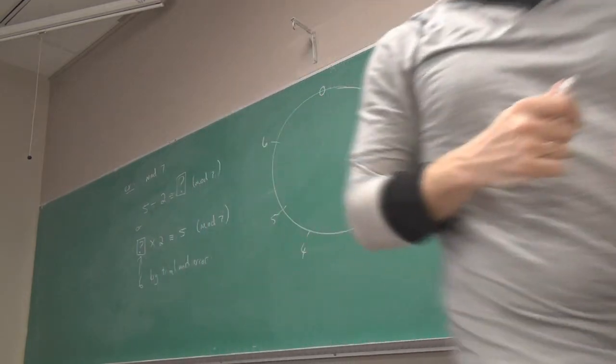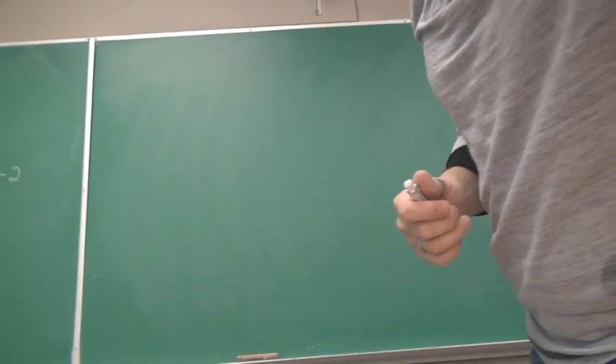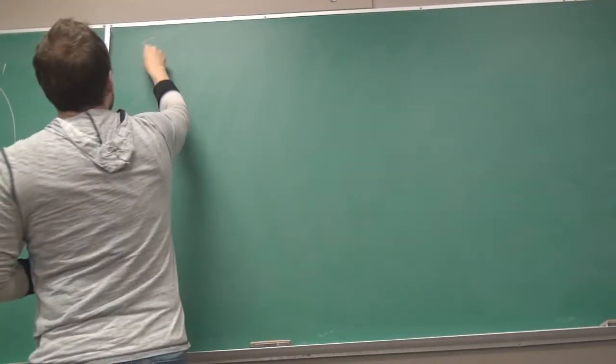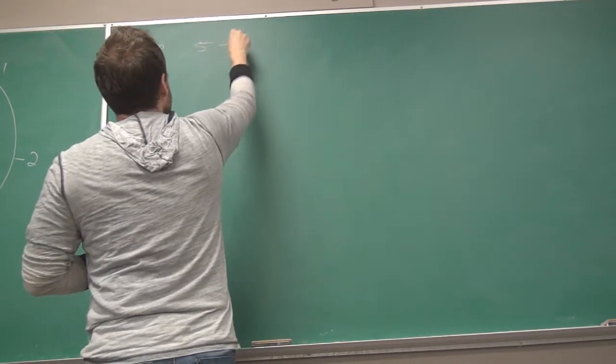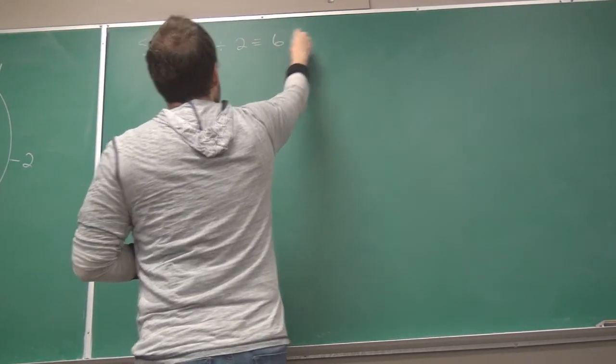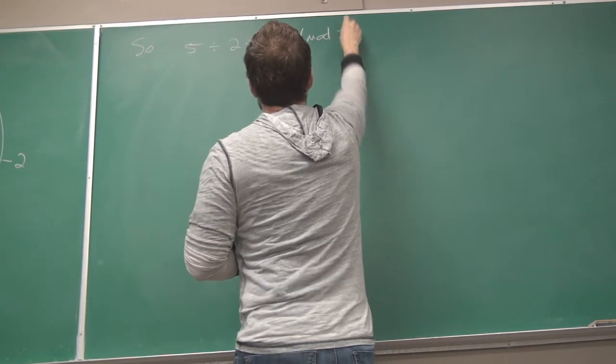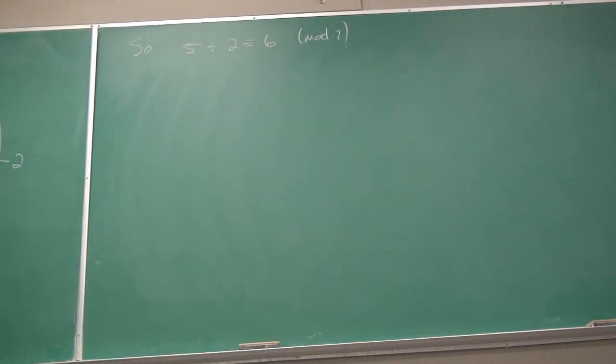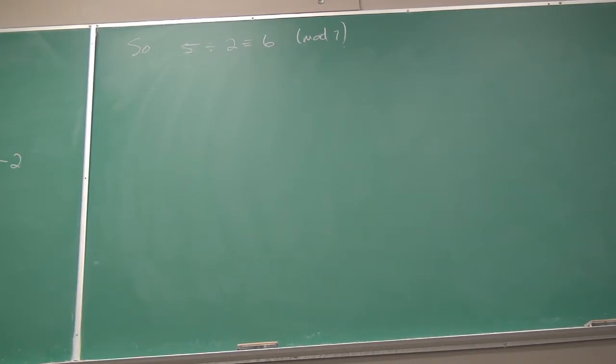Let's go over here. Weird as that may look, 5 divided by 2 is 6 mod 7. It's not intuitive at all. It's a mathematical counting system that goes in a circle. There are no fractions. There is nothing. But I have an answer. 5 divided by 2 is 6.